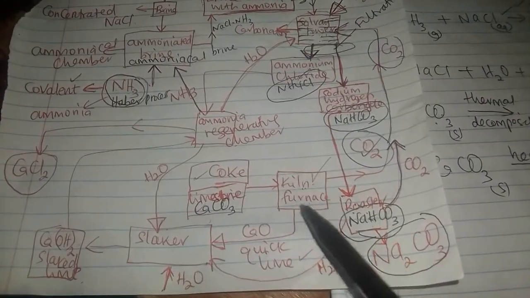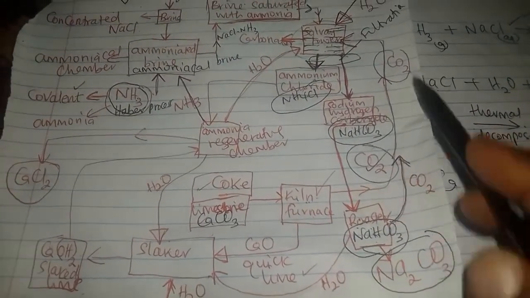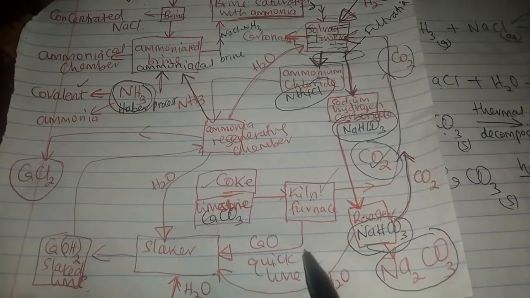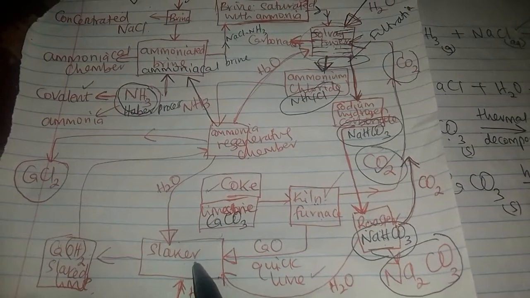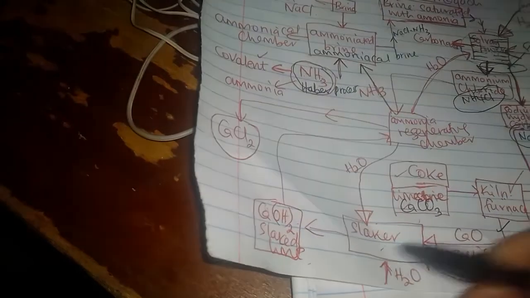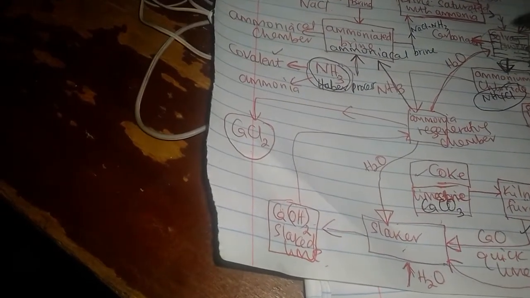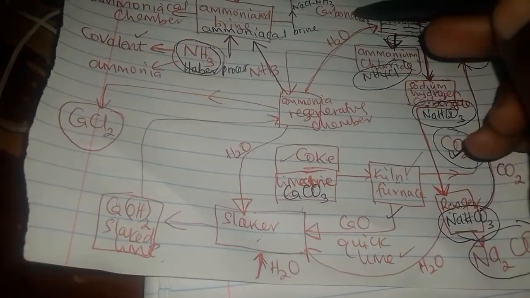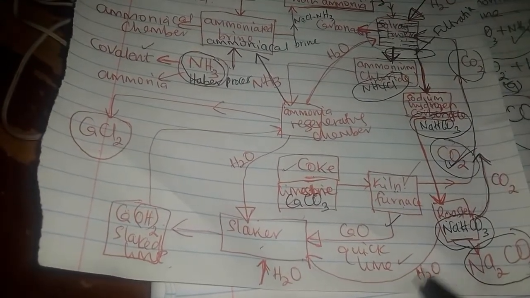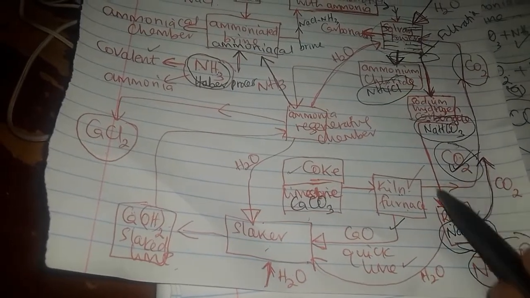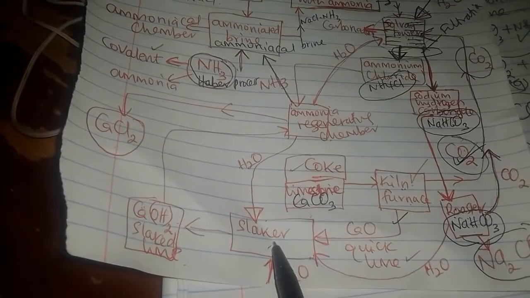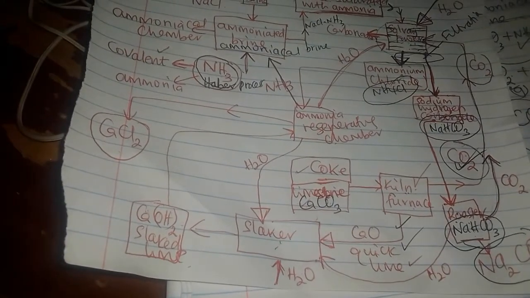So here we have had a chance of getting carbon dioxide that gets recycled, and as well a chance of getting calcium oxide or quicklime that gets taken into the slacker. Very good. Calcium oxide gets taken into the slacker and carbon dioxide gets recycled into the Solvay tower or carbonator. Good. Carbon dioxide goes into the Solvay tower carbonator. Then calcium oxide goes into the slacker, where we have quicklime.